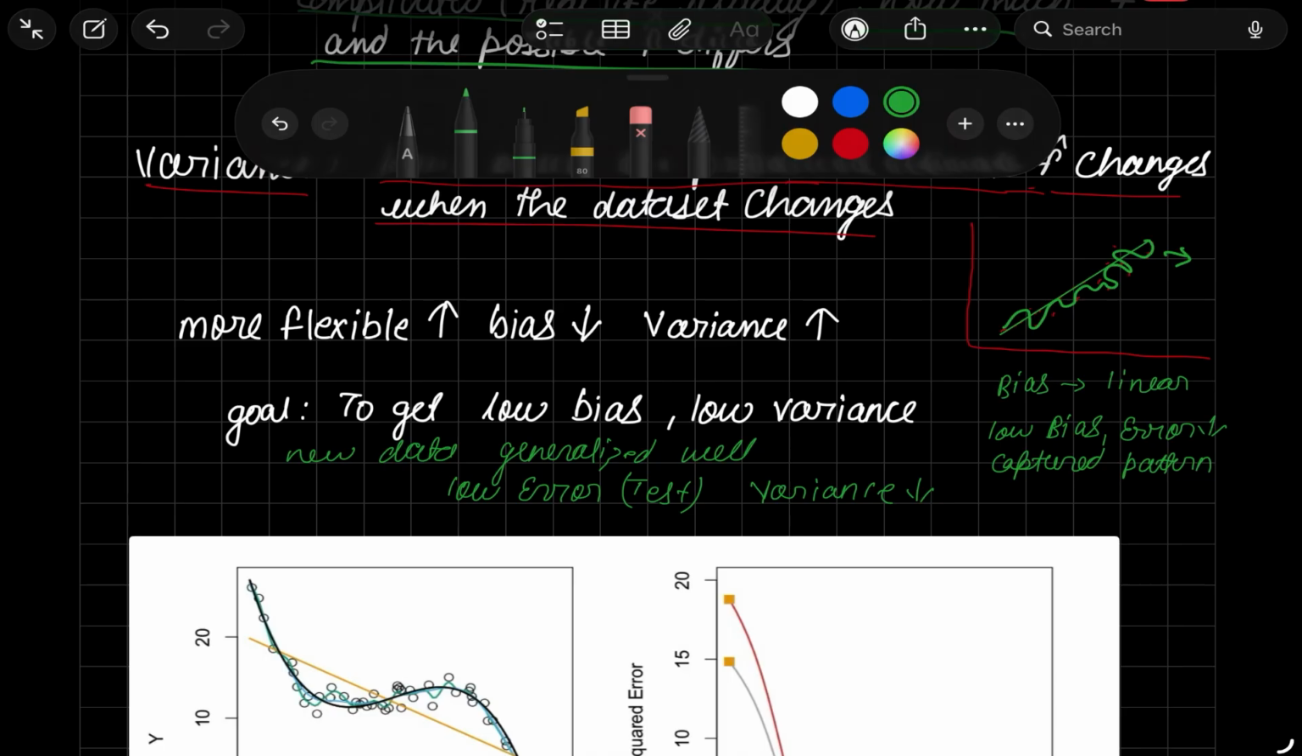And if the test error is low, the variance is low. But does variance tell about how good our model is? No, it doesn't. Okay. So let me tell you a thing.